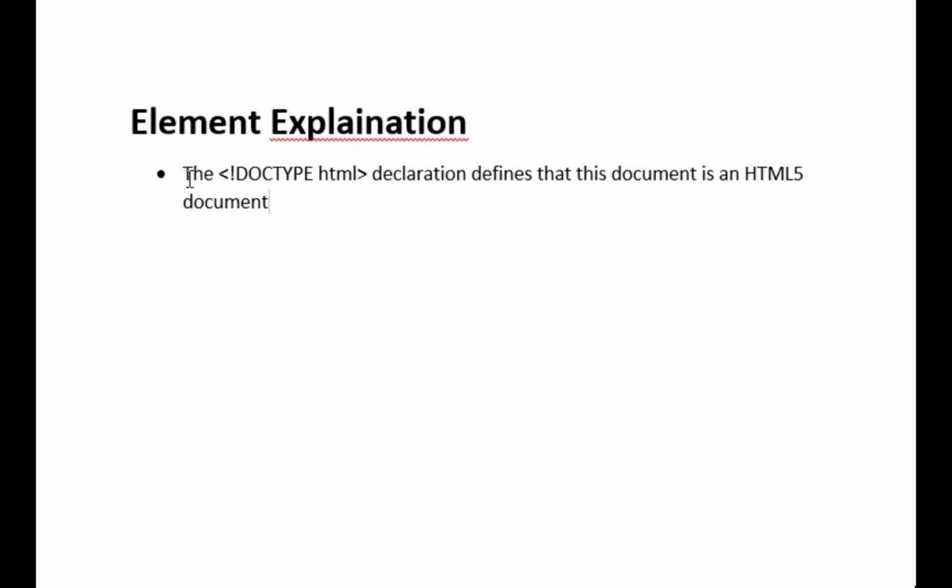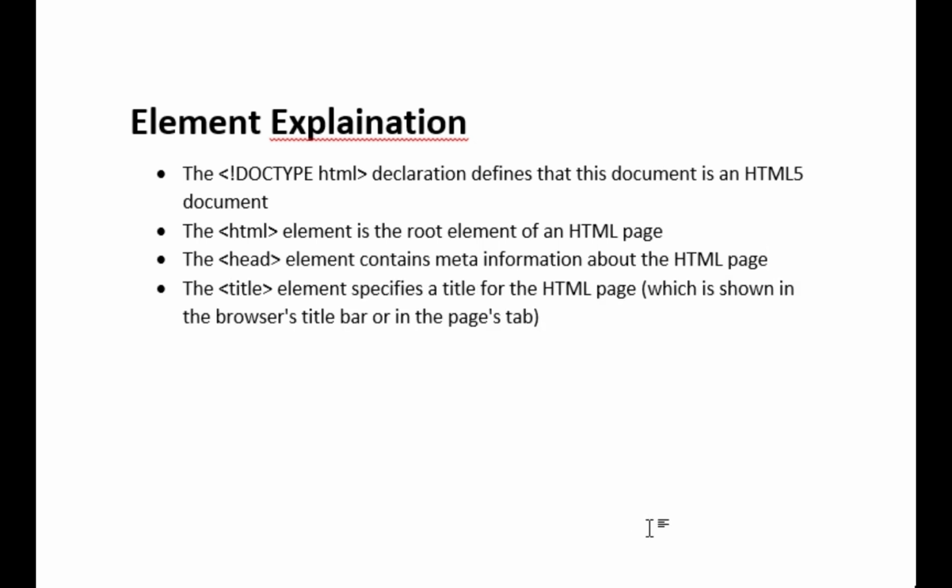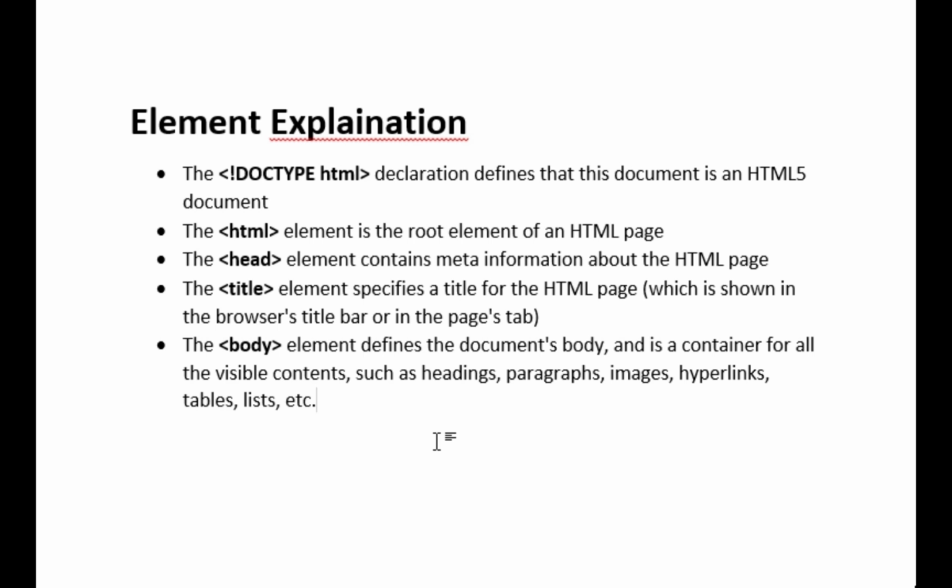Elements explanation. The doctype HTML element declaration defines that this document is an HTML5 document. The HTML element is the root element of an HTML page. The head element contains meta information about the HTML page. The title element specifies a title for the HTML page, which is shown in the browser's title bar or in the page's tab. The body element defines the document's body and is a container for all the visible contents, such as headings, paragraphs, images, hyperlinks, tables, lists, etc.